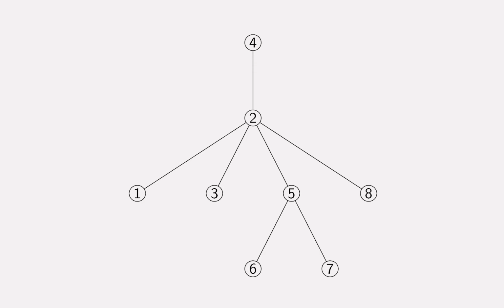Remember, a tree is a graph with no cycles. Okay? There are no cycles here. So if you want to go from one vertex to another, the only way is going in one path and then coming back. You cannot go around any other way to this particular element in the tree.